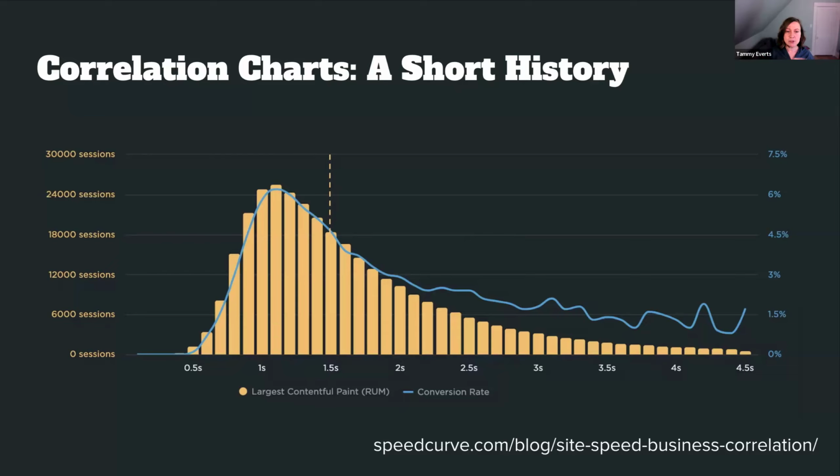And then this blue line. It's just kind of a coincidence that the blue line tracks along the bars. They don't always, and you'll see that in a minute. But the blue line shows us conversion rate. So we can correlate conversion rate to these different LCP times across these different sessions.